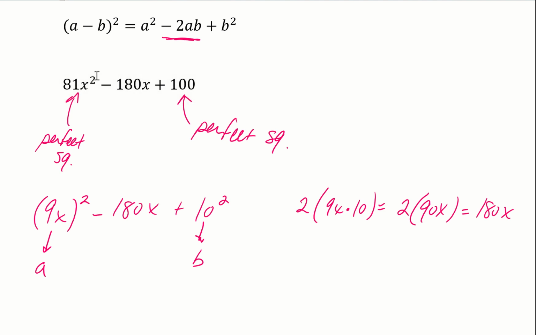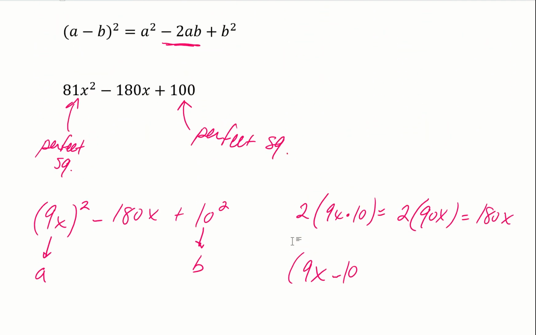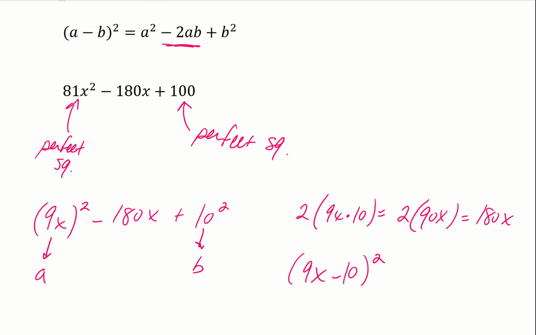So you have a perfect square trinomial here. And so the factored form would just be 9x minus b, which is 10, and that quantity would be squared. So our factored form, these are equivalent.